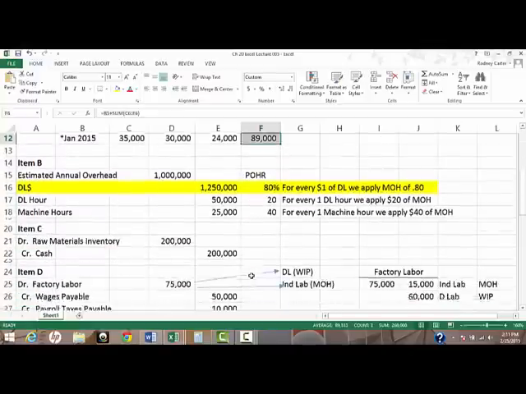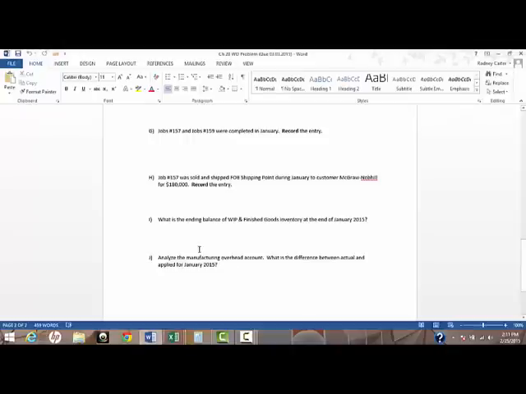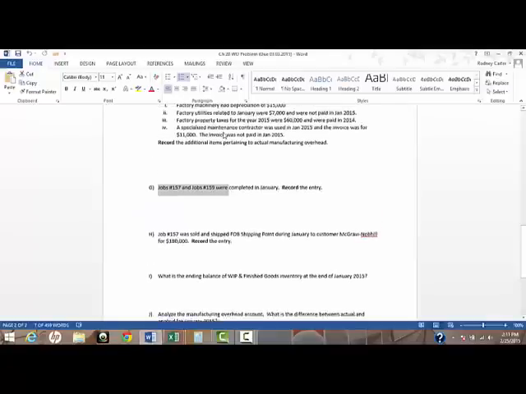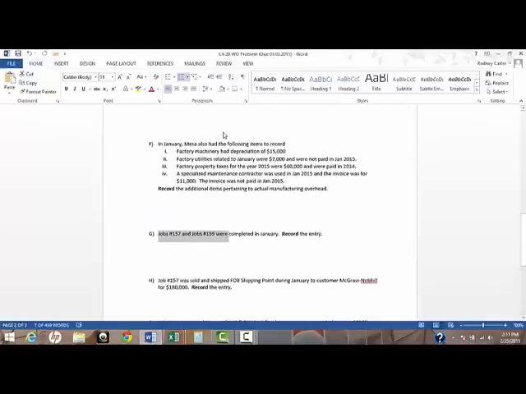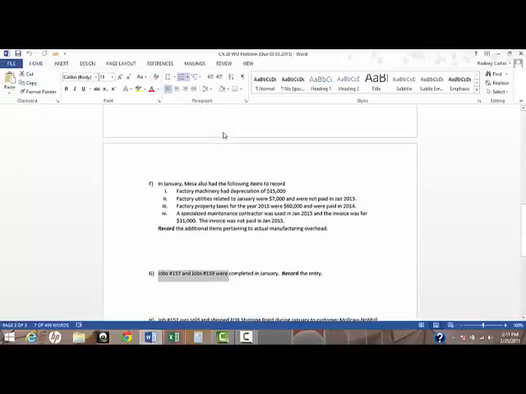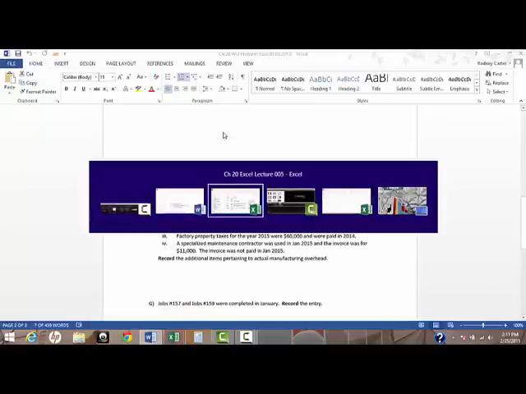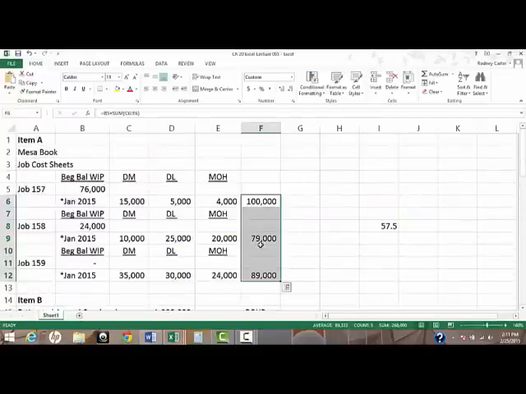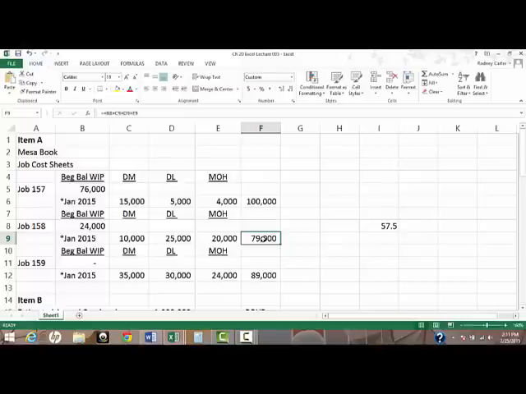Now, we have to go down. We have to go and look and see that jobs 157 and 159 were complete. Once they're completed, they need to be moved from WIP to finished goods. You'll notice that job 158 is not complete. Therefore, it is still in the WIP account, work in process account. It is not yet completed.